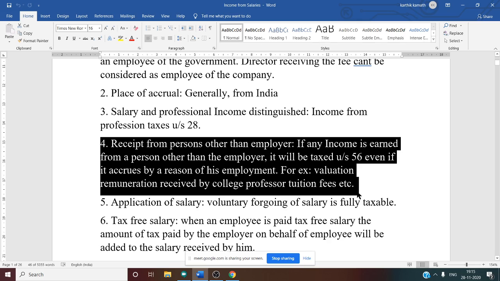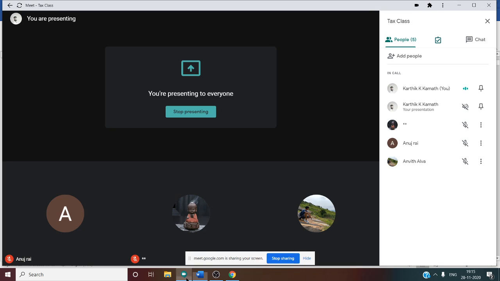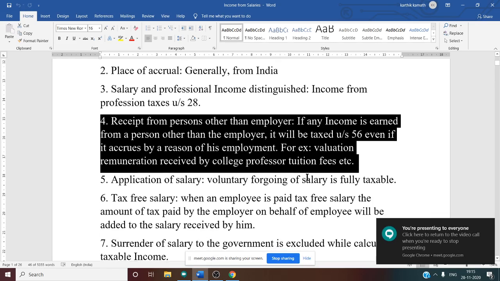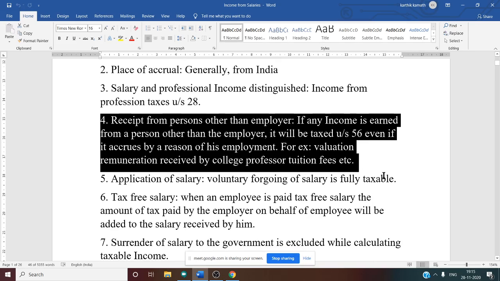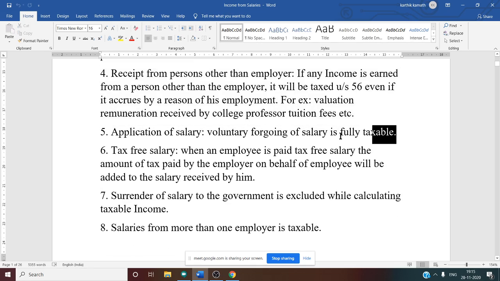Why does it not come under salary? Because the remuneration received by the college professor is not from his employer. The remuneration is given by some other authority, some other college he goes to for valuation. There he is getting the remuneration. That is why it doesn't come under salary. That is valuation remuneration received by the college professor, or tuition fee, which also doesn't come under the head of salary. Then fifth one is application of salary.